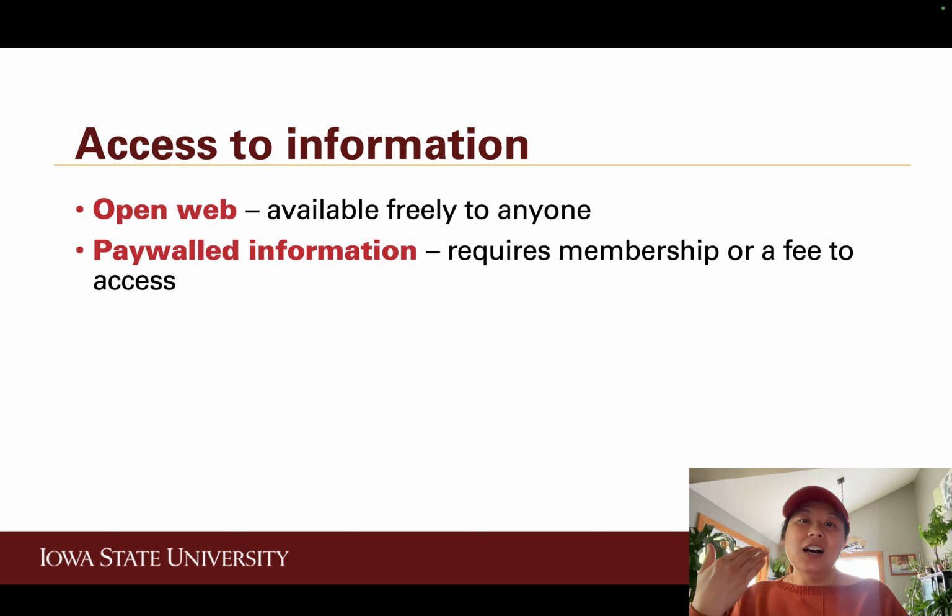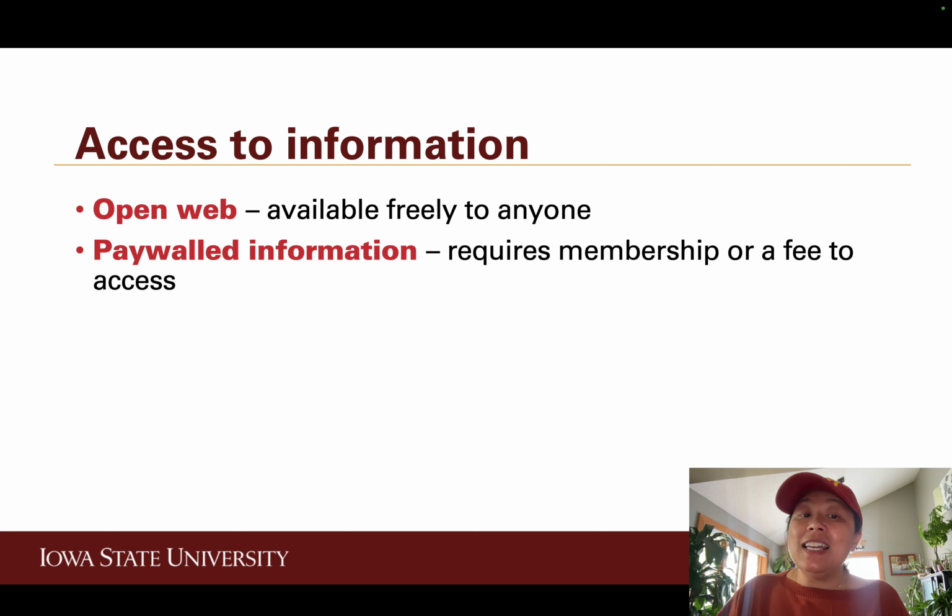Now, the opposite of that is paywalled information, information that is hidden behind a paywall that requires membership. If any of you have looked up newspaper articles, oftentimes they are behind a paywall. You have to pay a subscription fee in order to access that information. Same with if you went to a store like Costco or Sam's Club. Nobody can just walk in there and buy things. They have to purchase a membership or a fee to access.